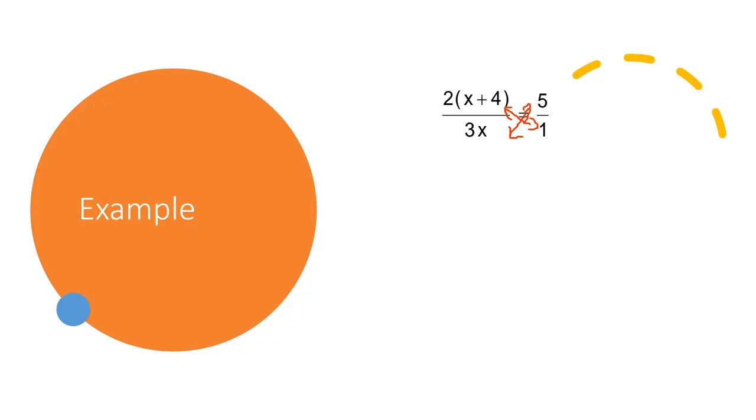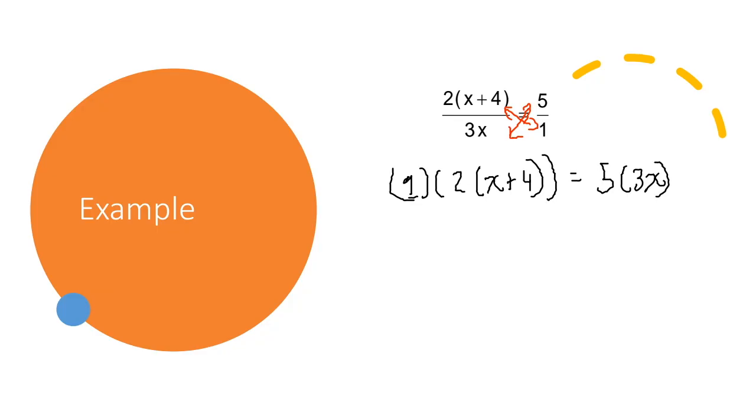Should we expand it first? No, we're going to keep it like this. So on the left-hand side, I have a 1, and then I have a 2x plus 4, equals 5 times 3x. So 1 times anything is itself, right? So essentially, we just have a 2x plus 4 on this side and a 5 times 3x on this side. You could have also multiplied the 1 and the 2 together. Either way, we get just a 2.